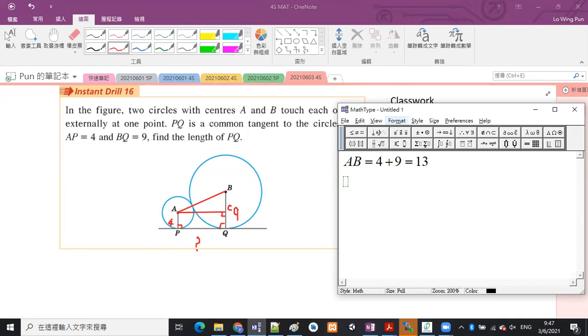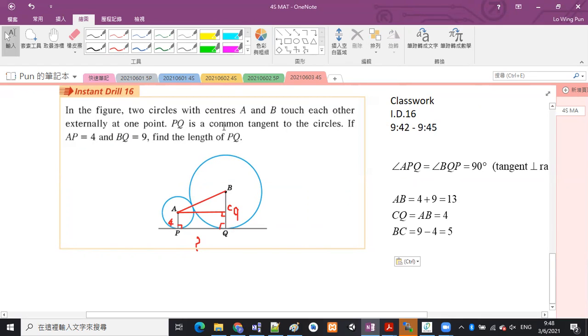Now we have a rectangle, APQC. For a rectangle, the opposite sides are equal, which means AP and CQ are both equal to 4. Since BQ is 9 and CQ is 4, the remaining part BC will be 9 minus 4. That is 5.